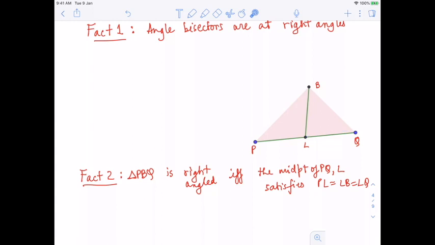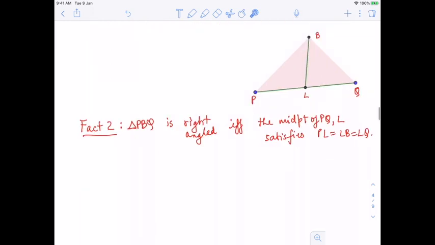So if BL equals LP equals LQ, by drawing a circle with L as the center and LB or LP as the radius, you will see that PQ is the diameter and therefore PBQ is a right angle. Conversely, if somebody gives you that PBQ is a right angle triangle, then if you draw a circle with PQ as the diameter, it passes through B because the angle at B is a right angle. L will be the center of the circle, and therefore LB will equal LP will equal LQ. It's the same argument.